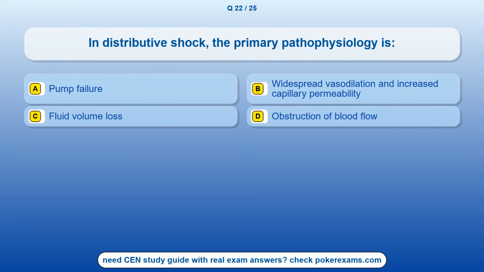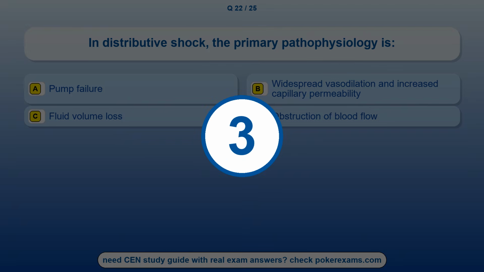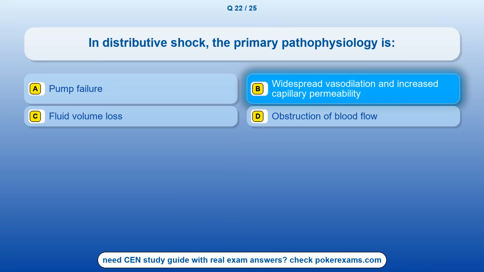Question 22. In distributive shock, the primary pathophysiology is: Option A, pump failure. Option B, widespread vasodilation and increased capillary permeability. Option C, fluid volume loss. Option D, obstruction of blood flow. The correct answer is option B, widespread vasodilation and increased capillary permeability.